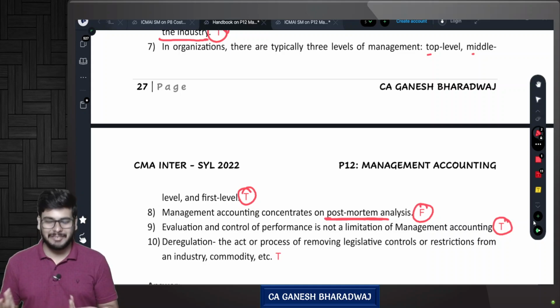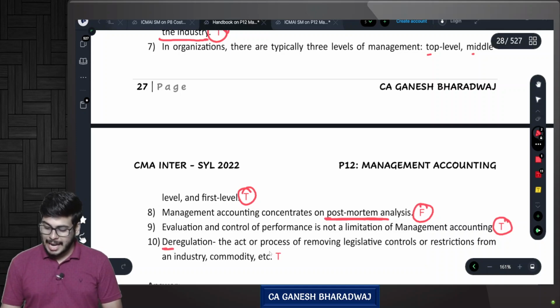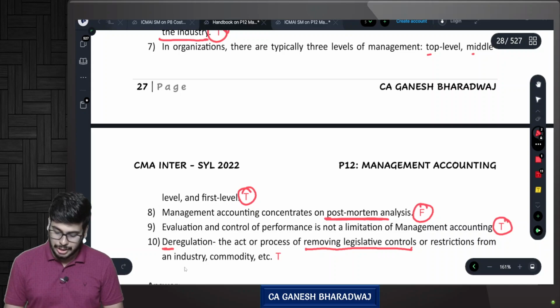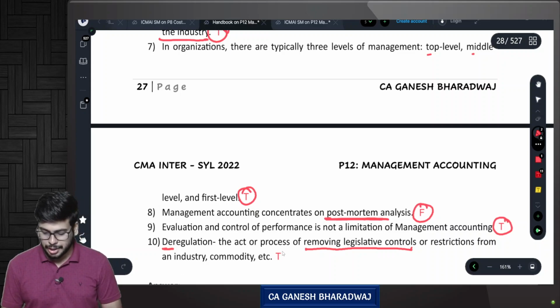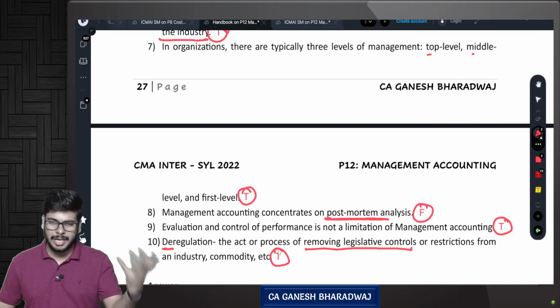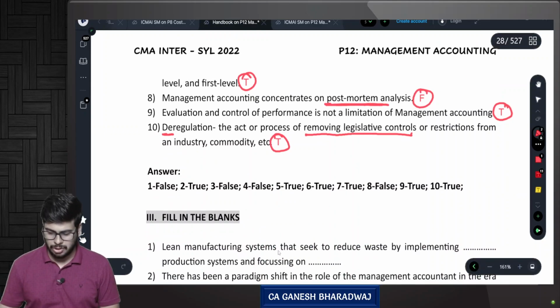I mean, that is very lame. Next, deregulation. We know that it is the act or process of removing the legislative controls or restrictions from an industry, commodity, etc. True, obviously. So government removing their controls on any particular industry or a company or product is called deregulation. So all the answers are also given here.